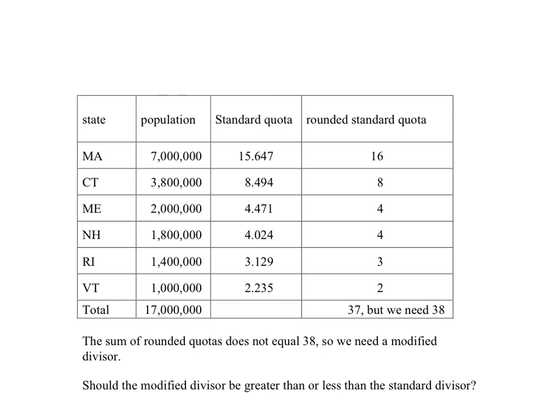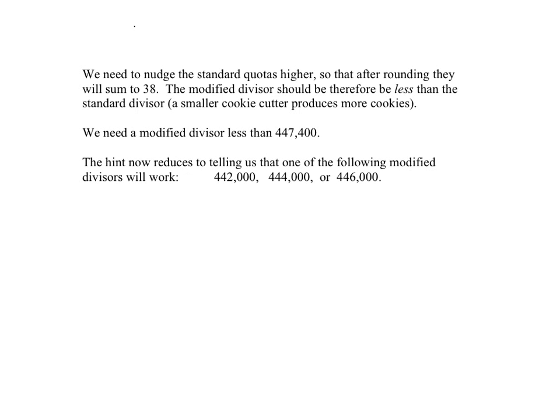So should the modified divisor be greater than or less than the standard divisor? Well, we've produced not enough cookies. We need, therefore, a smaller cookie cutter to produce slightly more cookies. In other words, we need a lower modified divisor. So we need to nudge the standard quotas higher, so that after rounding they sum to 38. Knowing, therefore, that our modified divisor has to be less than the standard divisor, our hint boils down to asking us to choose among these 3 candidates for modified divisor.